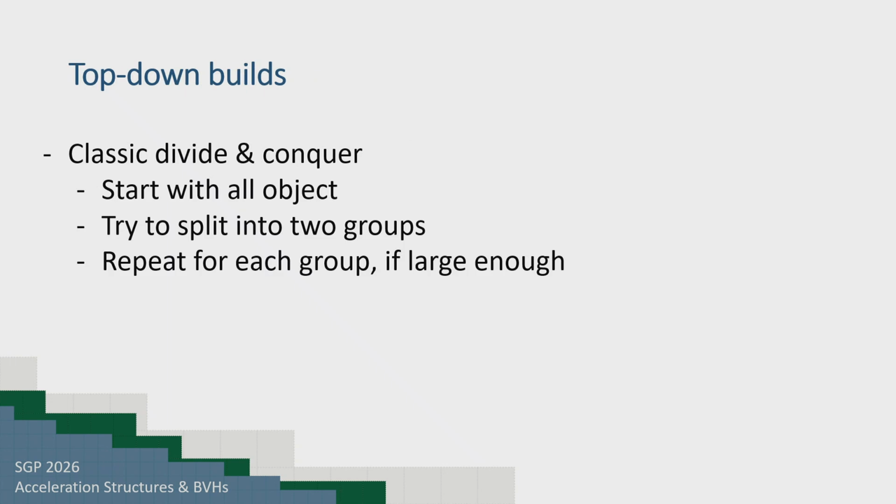Top-down build is pretty much a classic divide and conquer thing. You start with all of your objects, you split them into two groups, and you recursively repeat this until you have reached a desired level of subdivision. Again, people often go down all the way to one node, one object. I would typically not recommend this. You often want to keep a few objects, 8, 16, maybe 32 objects at the bottom of your tree.